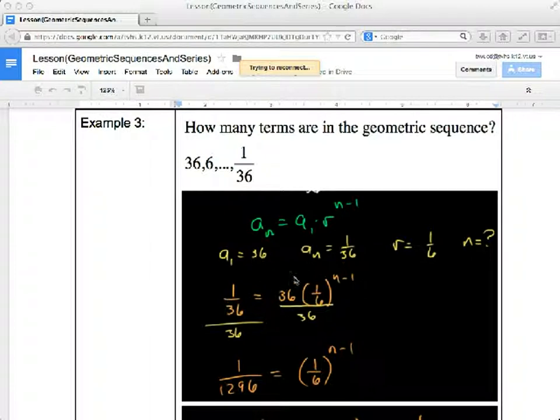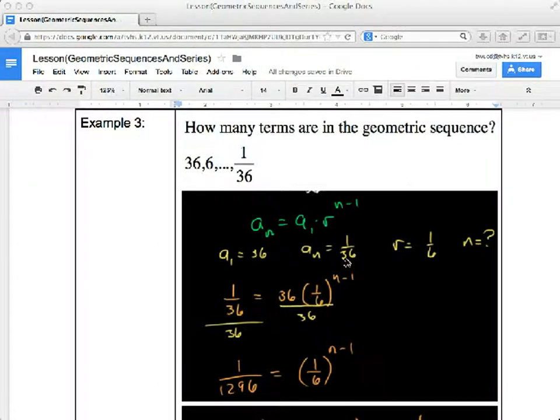And wait a minute, guys. I've got a variable in an exponent. That's going to be interesting. Now, why can't I multiply 36 times 1/6 here? You have to do the exponent. Yeah, because the exponent is kind of like tying this one all up.